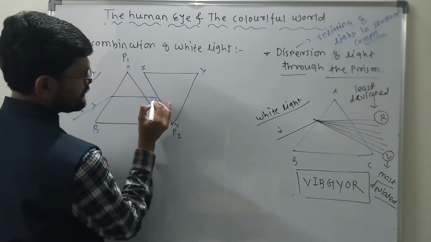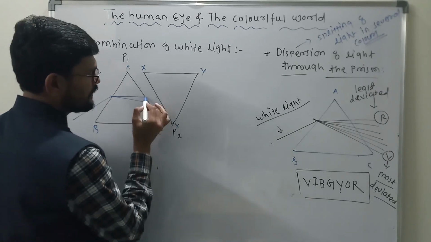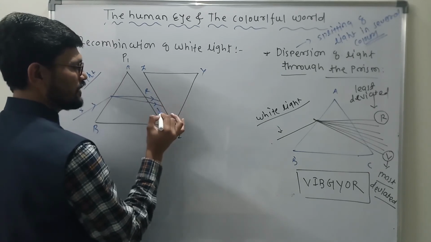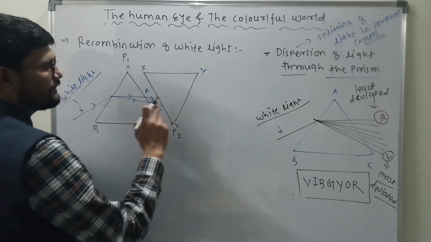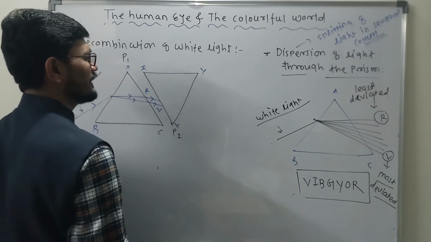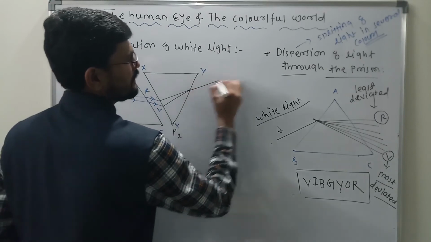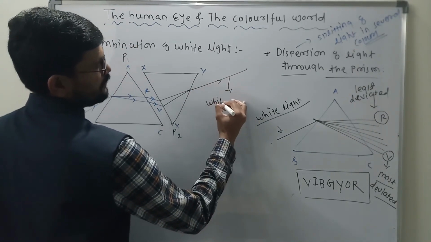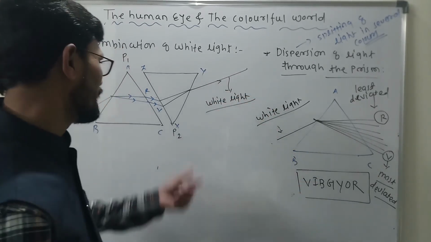So the red color and the violet color. Clear? After coming from this, it will go away from this. This one is the red and this one is violet. Now after that, they will be incident on the inverted prism, and from that they will travel in that direction. They recombine at this place and the light that comes out is exactly what is called white light.